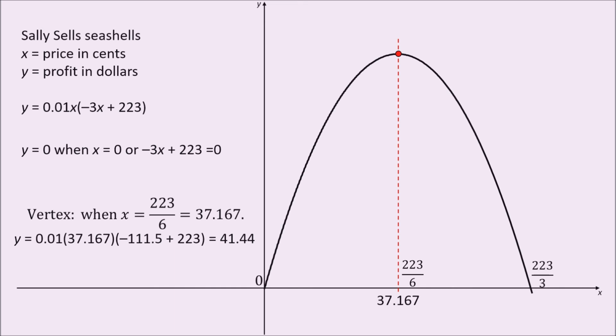Put that 37.167 in place of x and work it out. Use a calculator. Turns out that y is 41.44, rounded off a little bit. Of course, we should probably round off 37.167 as well. Just call it 37 because, after all, it's talking about cents. She's not going to charge a fraction of a cent. Remember that? See, so that's another case where it's very easy to find the vertex.